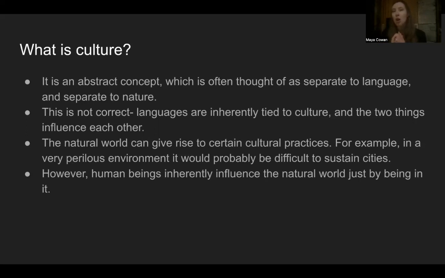So culture is sometimes considered to be separate to language and separate to nature. I've heard it described as being opposed to both of these things. Like you have your language and you have your culture. You have your culture and you have nature, right? Nature being the natural world. So this isn't really correct at all. Languages are inherently tied to cultures, and the two things really influence each other.